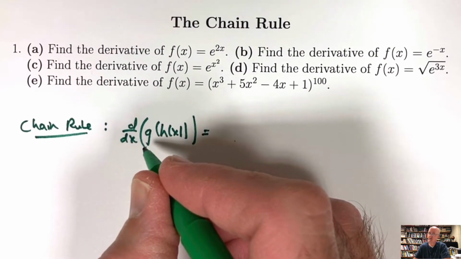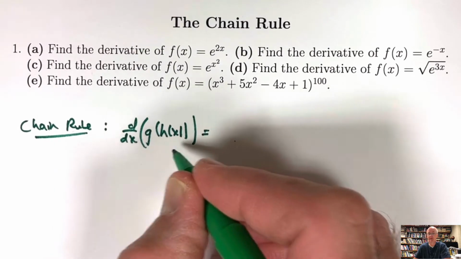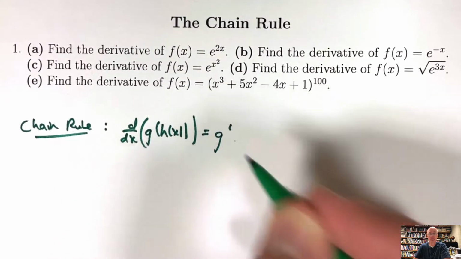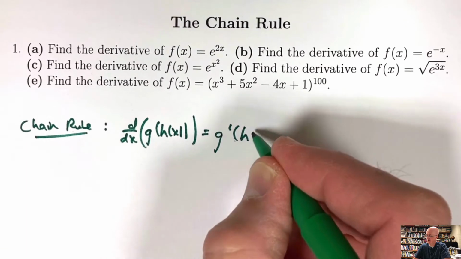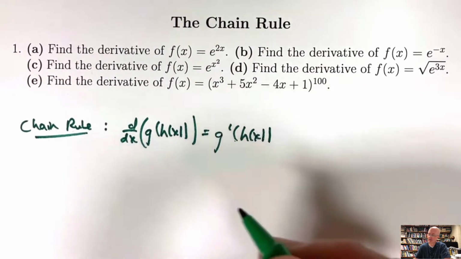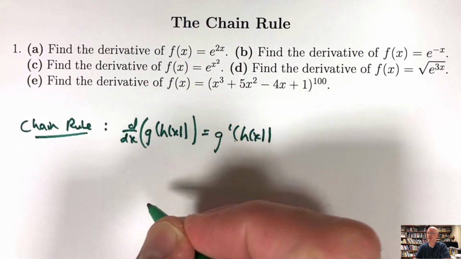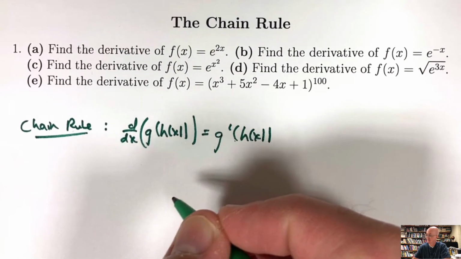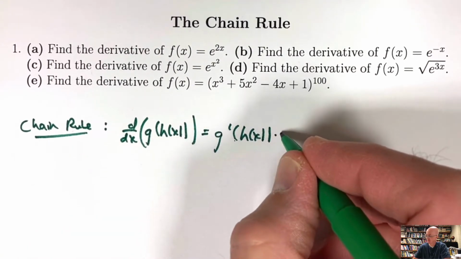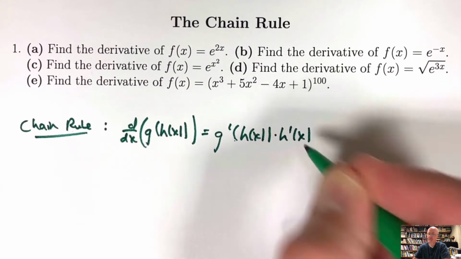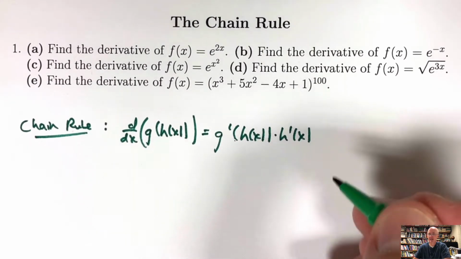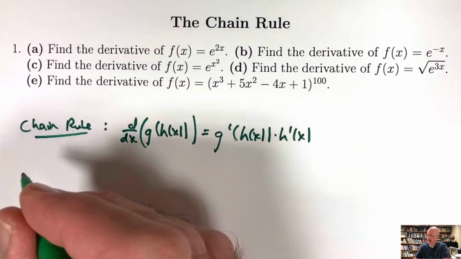The g is the outer function because it gets done second when you do this composition: g prime, plug in the inner function, h of x. H is called the inner function because when you compose these two functions, h gets applied first. Then multiply times the derivative of the inner function. So to use this, what we need to do in each case is recognize these functions as compositions of two simpler functions.